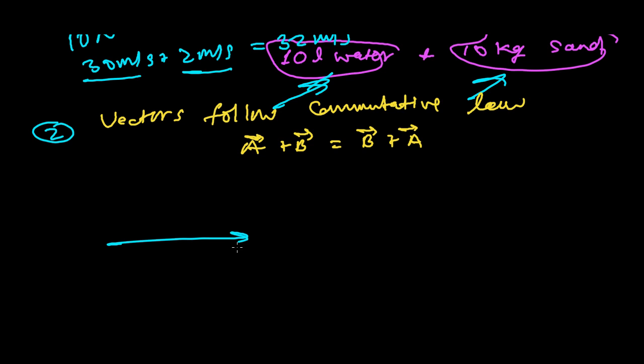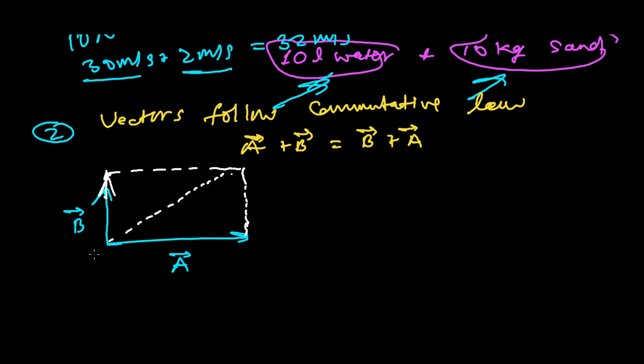Just draw two vectors. Let's say this is vector A, and this is vector B. For example, you make a little construction and try to make a parallelogram. Let's make a parallelogram and just cover it up. I'll elongate it a little more. So this is A, this is B. Let me name the vertices P, Q, R, S.